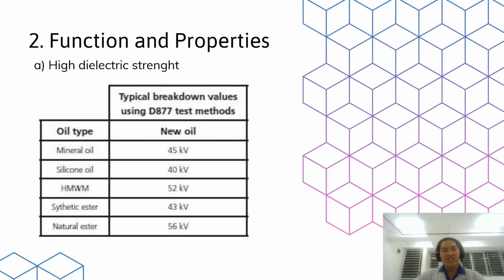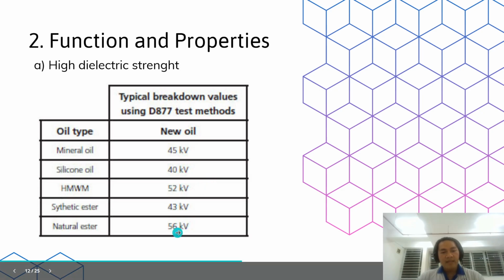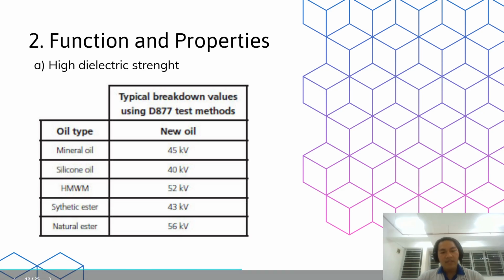2. Function and properties. A. High dielectric strength. So this is the chart of typical breakdown values using the 877 dielectrometer, and this is the oil type. The number comes between 40 kilovolts to 56 kilovolts.